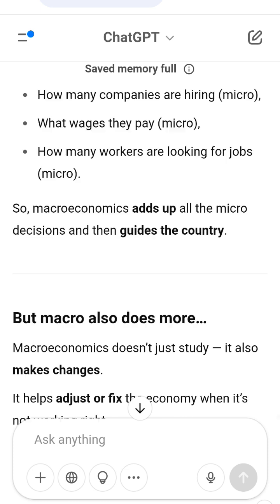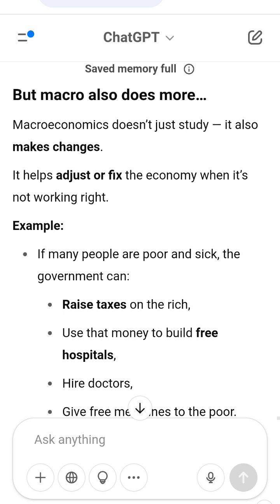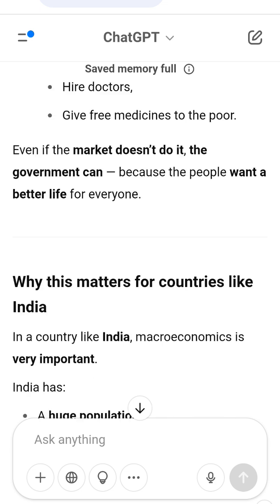So what do macroeconomists do? Macroeconomics looks at the entire economy and helps the government decide how much to tax, plan how much to spend, control money supply, set interest rates, and manage jobs, wages, production, and growth.